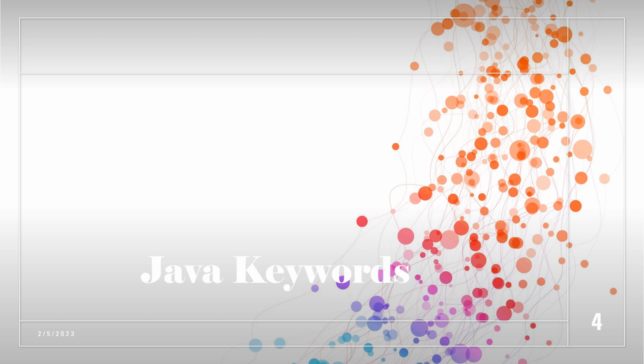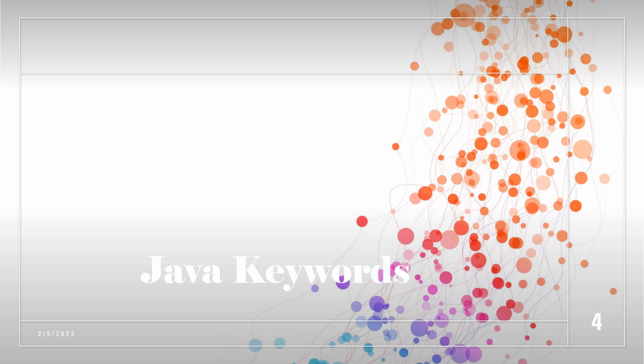Assert. For debugging. Boolean. A data type that can only store true and false values. Break. Breaks out of a loop or a switch block. Byte. A data type that can store whole numbers from -128 to 127. Case. Marks a block of code in switch statements. Catch. Catches exceptions generated by try statements.